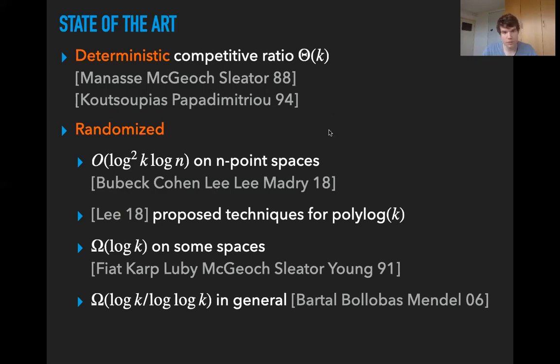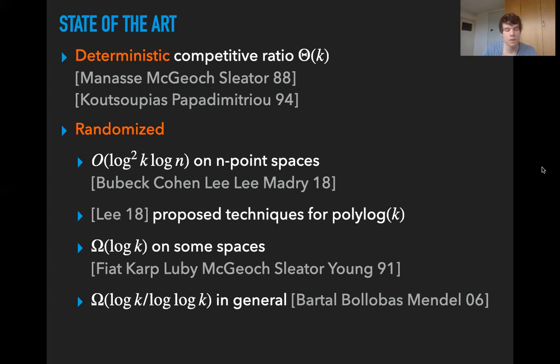For randomized algorithms, there has been a lot of recent progress. There's also an analogous randomized K-server conjecture, which states that the competitive ratio of randomized algorithms ought to be log k, up to a constant. It was shown recently by Bubeck, Cohen, Lee, Li, and Mądry that the competitive ratio on any n-point metric space is at most log squared k times log n. And there was also another paper by Lee based on this, which proposed a technique to get a competitive ratio for any metric space that's polylogarithmic in only k and not depending on the number of points of the metric space.